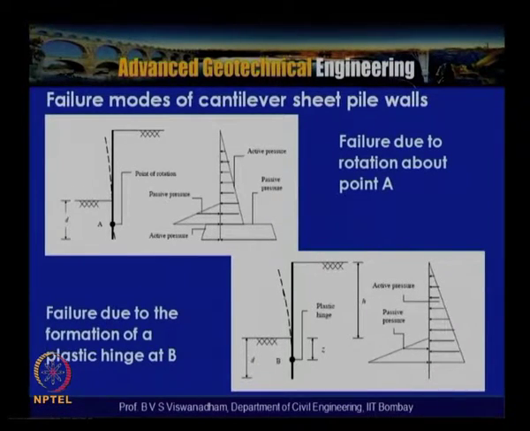In the case of the upper figure, what happens is the soil failure occurs, the failure due to rotation about point A. You can see that the wall undergoes a rotation about a point A, that is the point of rotation. Then we have active pressure and passive pressure, and this portion comes towards the passive zone and this is the active zone. So this is the net pressure where you have active and then passive, and then here again passive and then active.